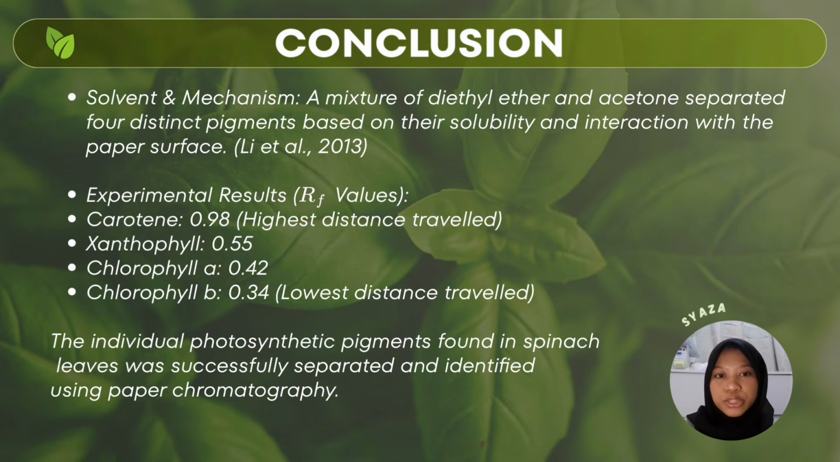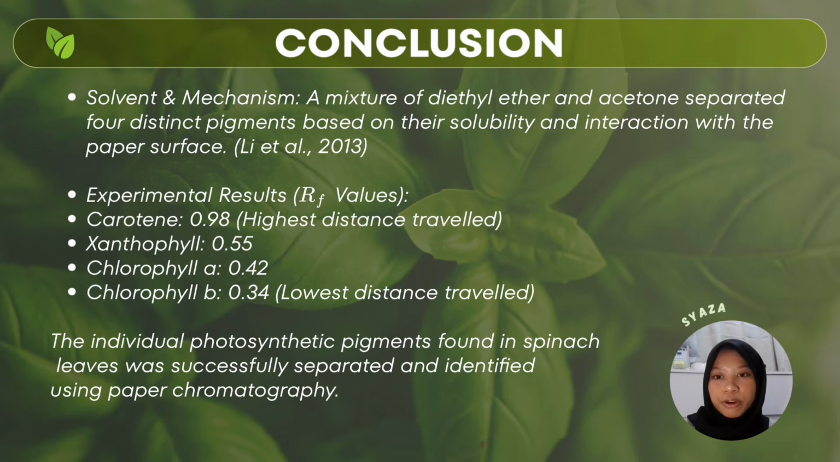The results showed specific RF values for each pigment, with carotene having the highest distance traveled at 0.98, followed by xanthophyll at 0.55, chlorophyll A at 0.42, and chlorophyll B at 0.34, which is the lowest distance traveled.